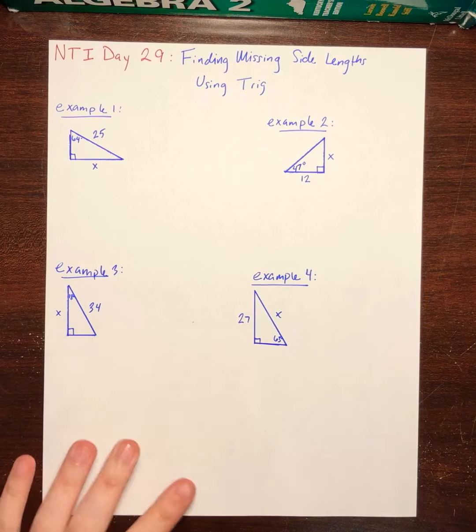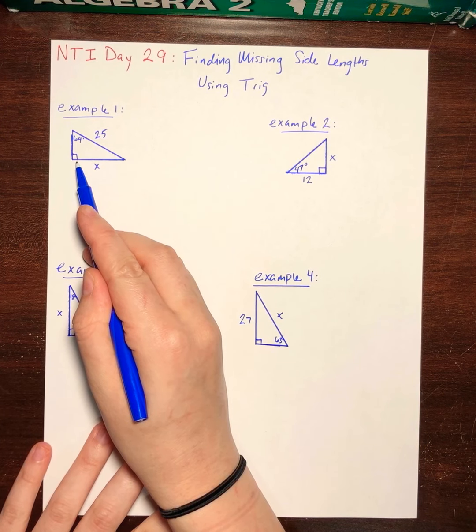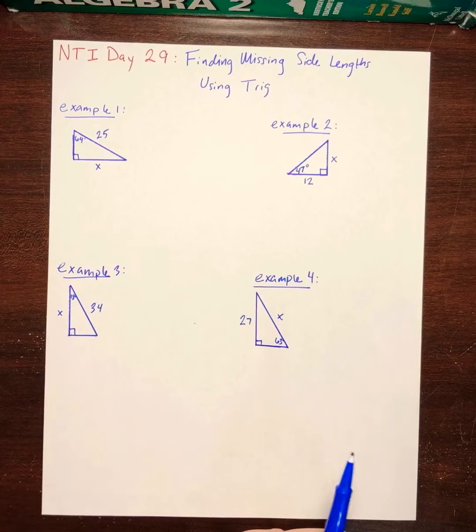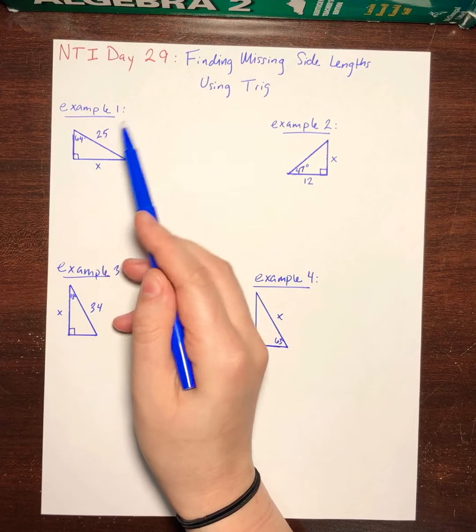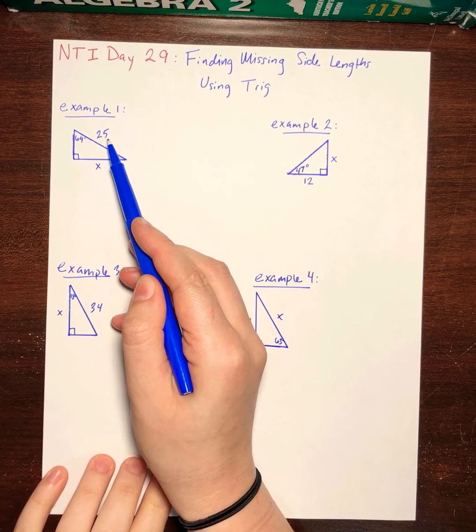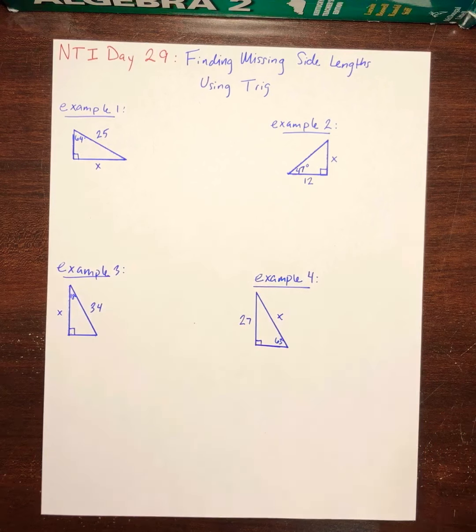We've got a triangle here. It's a right triangle. All of these are going to be right triangles, and you can tell that just from that square in the corner. We've got one of our angle measures as 64 degrees. One of our side lengths is 25, and the other side length is x. So that's all the information they've given us for this triangle. And our goal here is going to be to find the value of the side labeled x. And we're going to do that using only the information that they've given us so far.